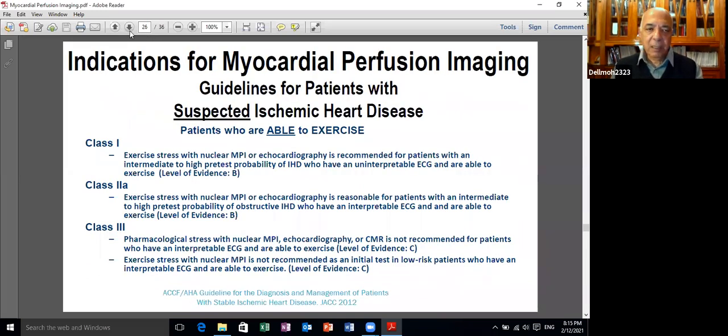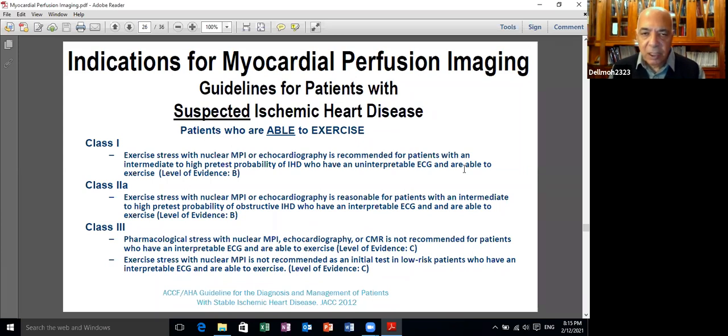And these are the guidelines. It's very important to concentrate on class 1 and class 3. Patients with suspected, not confirmed, ischemic heart disease who are able to exercise should have an exercise nuclear study and/or an exercise echocardiogram if the ECG is not interpretable and they are able to exercise. So the important points we are looking for are whether the patient is able to exercise or not, whether he has left bundle branch block or not, and whether the ECG is interpretable or not.